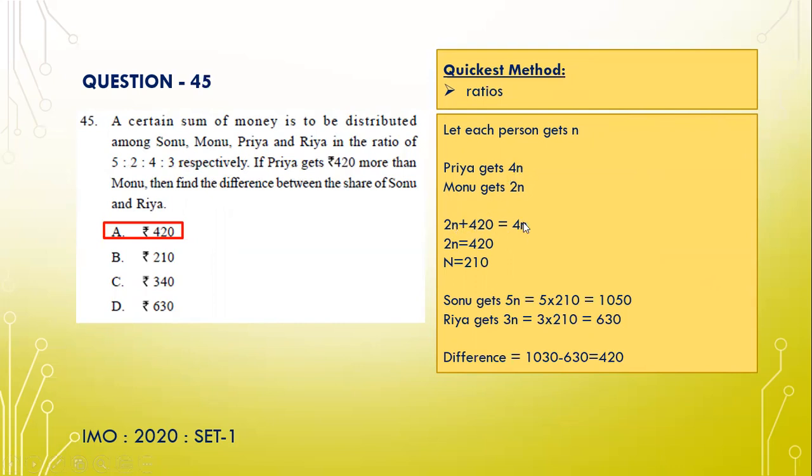So 2n plus 420 is equal to 4n. So 4n minus 2n is 2n, so 2n is 420, and n is 210. Sonu gets 5n, which is 5 into 210, which is 1050. And Riya, the last, will get 3n, which is 3 into 210, which is 630. So the difference between Sonu and Riya is 1050 minus 630, which is 420.